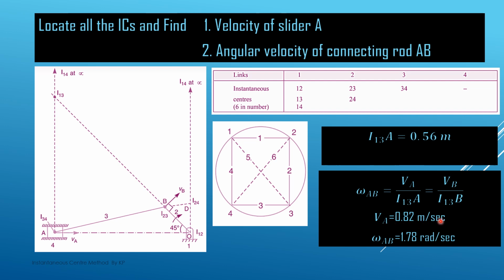By getting this value of VA, we get the value of omega AB. So very carefully we have to select the ICs which are related to the different points and links whose velocity or angular speed we have to find out. So here, to find the value of omega AB and the velocity of the slider, we have to choose the IC I13, because this IC belongs to both the linkages.